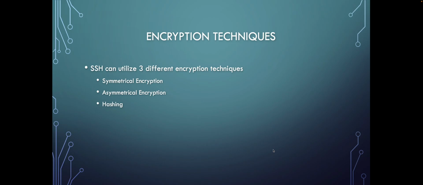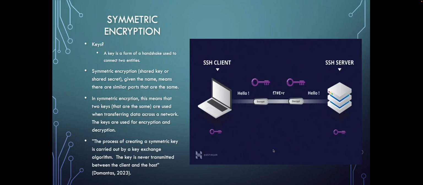So just to get right into it, what is symmetric encryption? With all these encryption techniques, you're going to hear the term keys. So what are keys, and what do they do? Keys are just a form of handshake used to connect two entities, again between a client and a server, or a client and a client. Think of keys as a digital signature between both. It's that handshake, like, hey, I want to connect with you using SSH. Okay, cool, let's start from there.